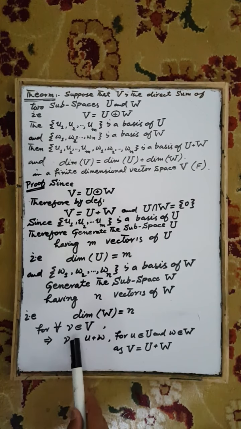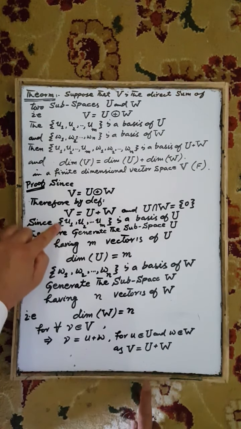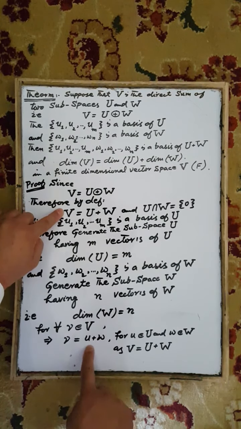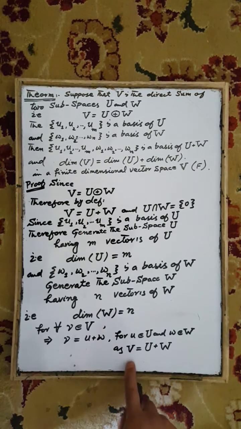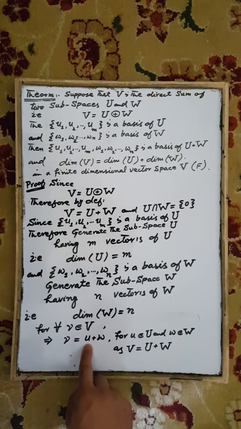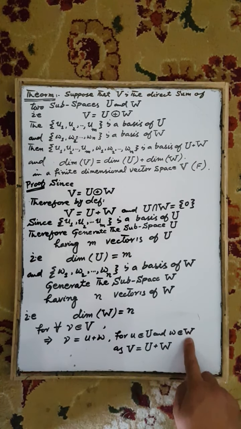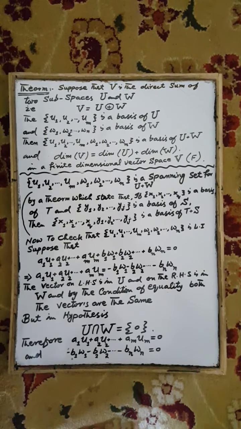Now for an arbitrary element v of the vector space V over the field F, the element v can be written as a sum of two elements u and w of the subspaces U and W, that is, u is an element of the subspace U and w is an element of the subspace W of the vector space V over the field F, according to the condition of the sum of two subspaces.